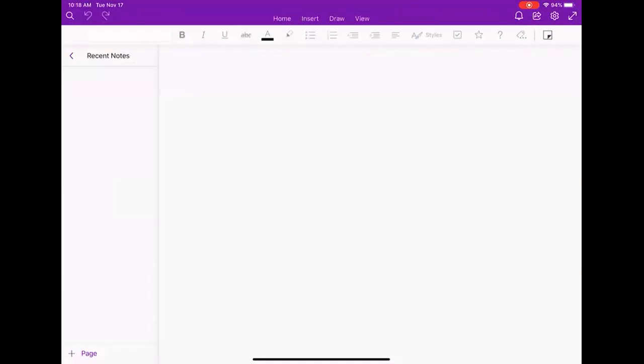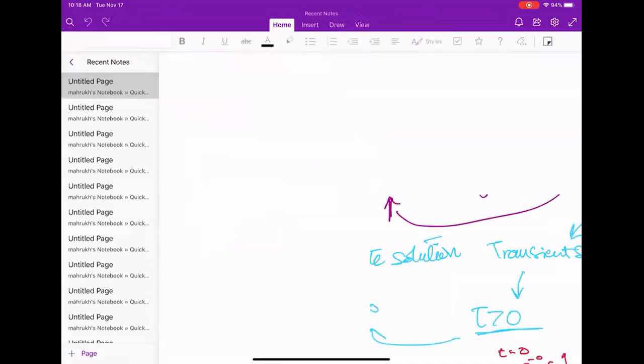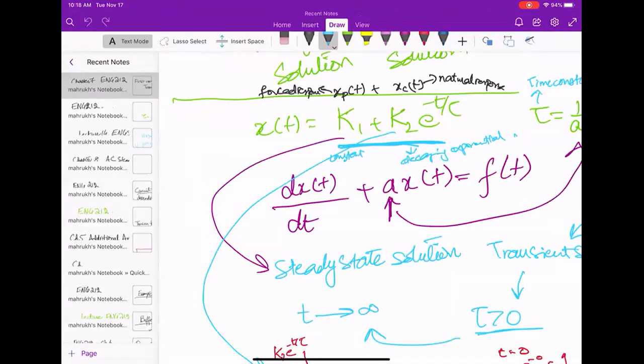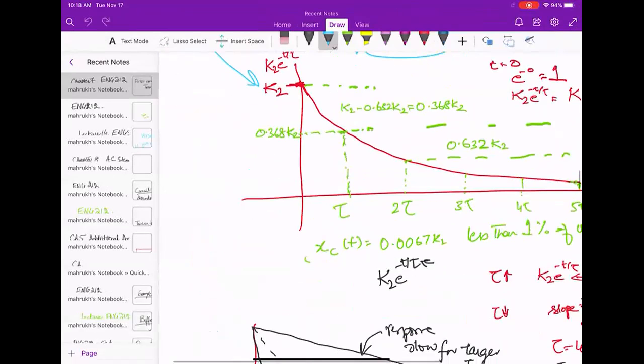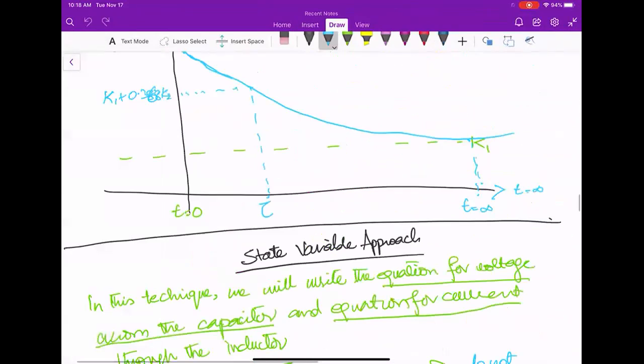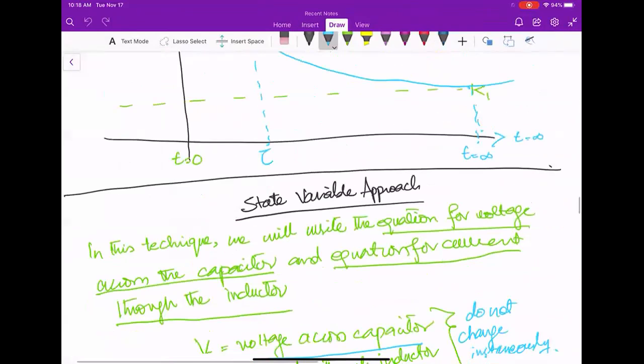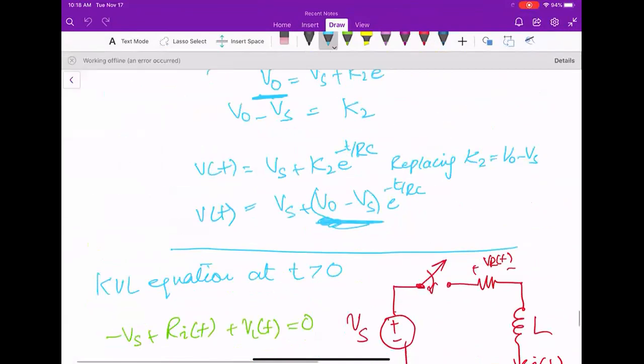Can you see my screen? Yeah, we can see it. It's back now. Can you see the screen? Okay. Yes. Okay, sorry about that. One minute.